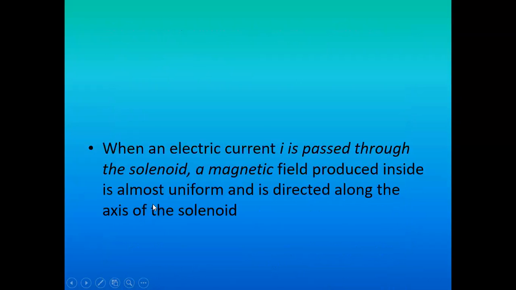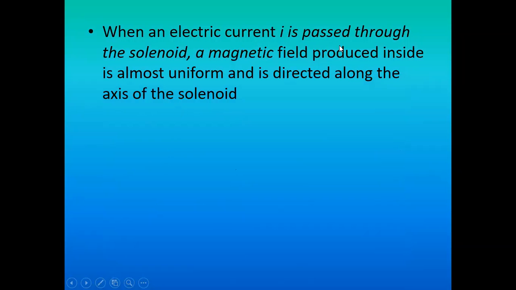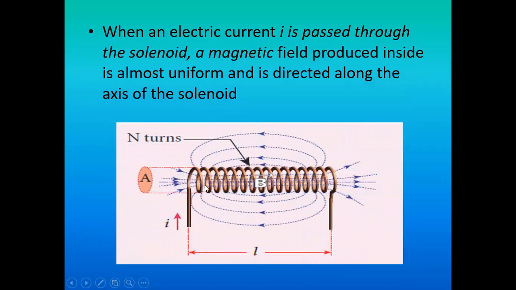To find out the self-inductance of the solenoid, we are passing current through the solenoid. When current is passed through the solenoid, a magnetic field is produced inside the solenoid. The magnetic field produced inside the solenoid is almost uniform. It is represented by parallel lines. The magnetic field produced outside the solenoid is not uniform. So the direction of the magnetic field is along the axis of the solenoid.